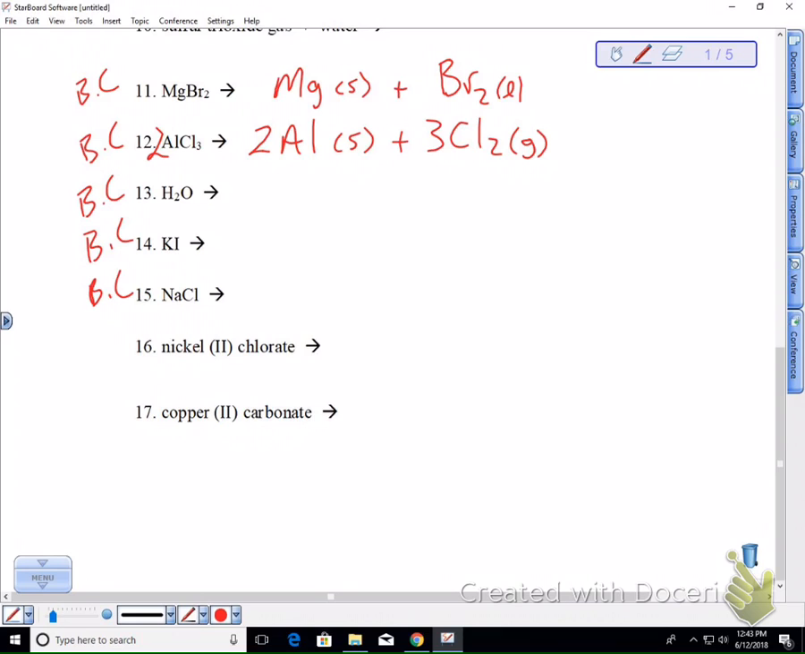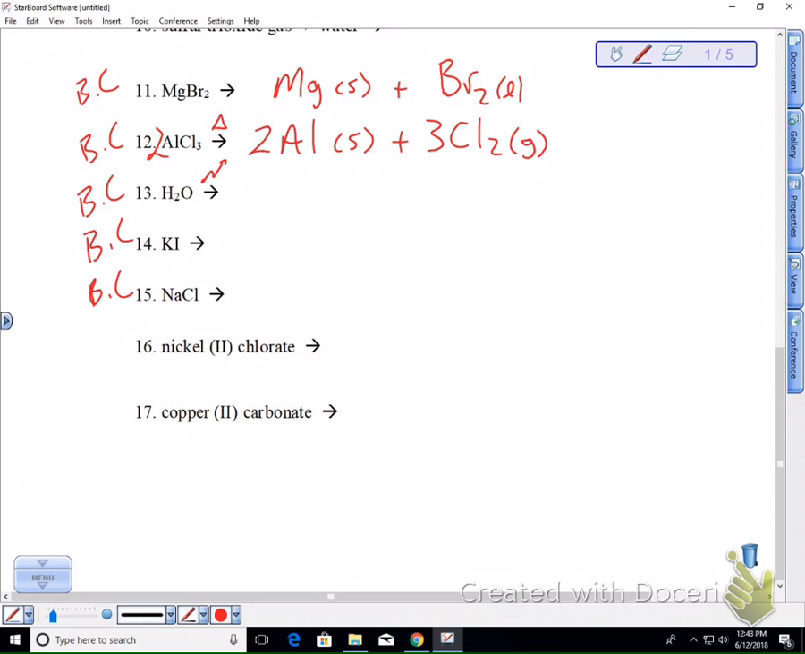All right, number 13, we have water. If we decompose water, and by the way, these decomposition reactions usually are endothermic. They would require some type of energy, so maybe number 12, we had to add heat. Maybe number 13, heat's not enough, so we may have to add some electricity. Usually you need to be told exactly what's happening.